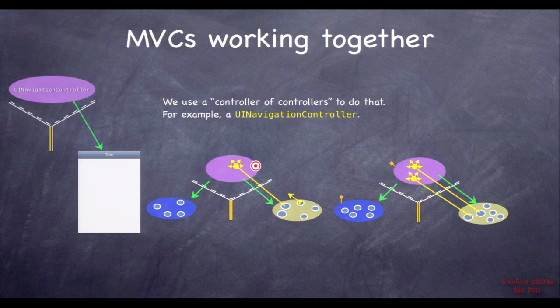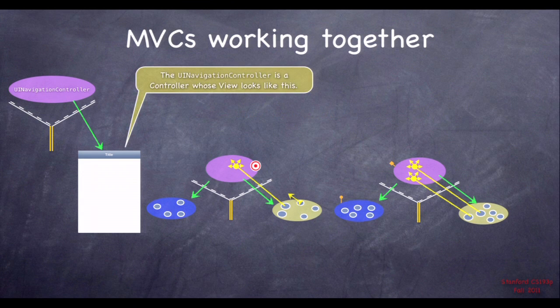The answer is we want to use a controller of controllers. There are a number of them in iOS, and the one we're going to talk about first, because it's the simplest for you to imagine and see what's going on, is a navigation controller. A navigation controller is a UIViewController subclass. It has no model because it is purely a user interface controller. It has a view, but no model, because it's only controlling user interface.